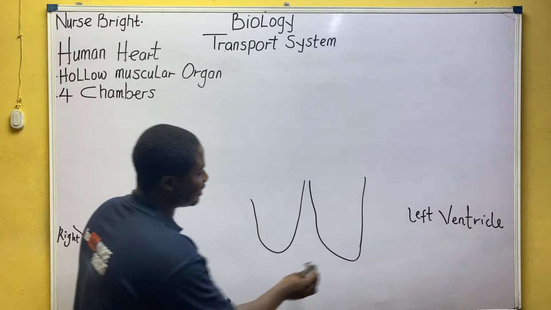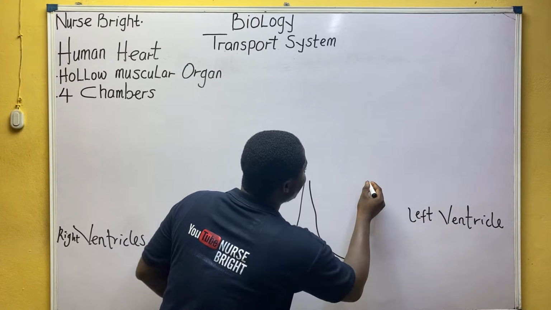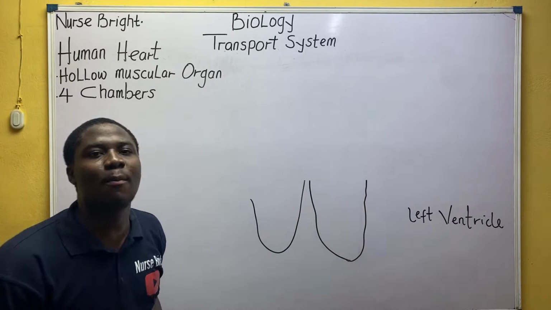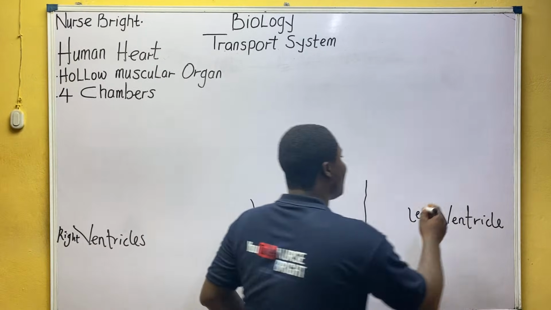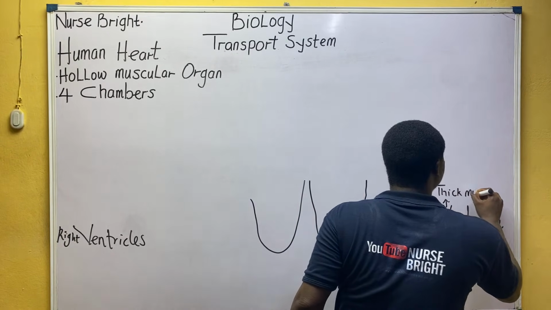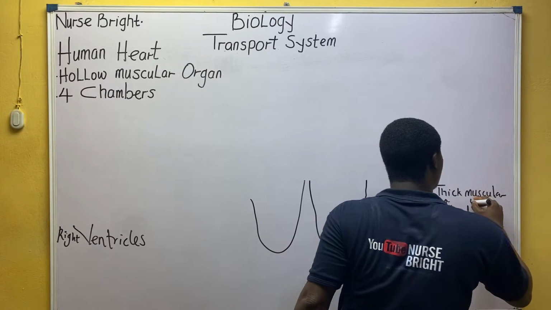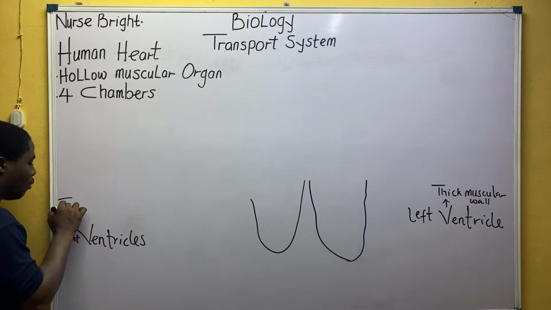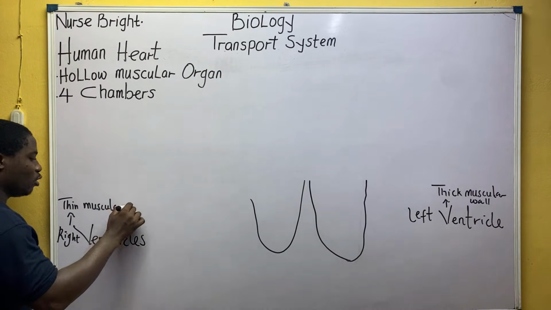So moving further, guys, we have to understand here that the left side of your heart, specifically the left ventricle, has thicker muscles. It has a thick muscular wall. Everybody, the left ventricle has what? A thick muscular wall. I'll tell you why it has a thick muscular wall, while the right ventricle has a thin muscular wall.